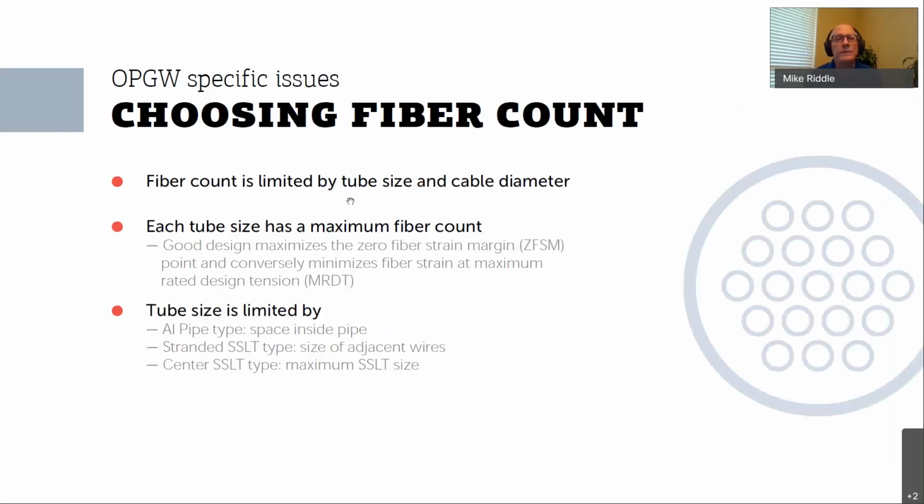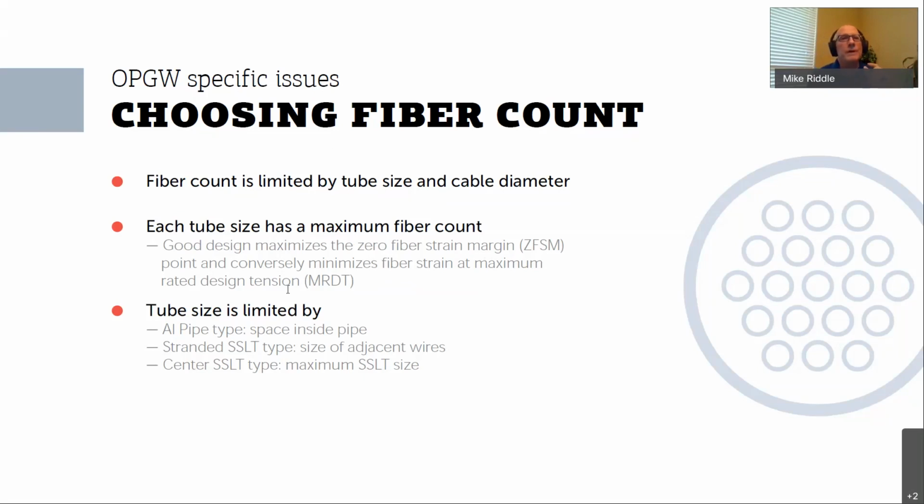The fiber count is ultimately limited by the tube size and your overall cable diameter. I think you can understand each tube has a maximum safe fiber count. And as I mentioned earlier, if you overfill a tube, that actually shows up in the cable specifications as a lower zero fiber strain margin. And good design, in contrast, you want to maximize that zero fiber strain margin, which in turn minimizes the fiber strain at the maximum rated design tension.